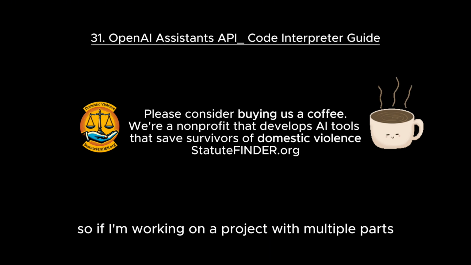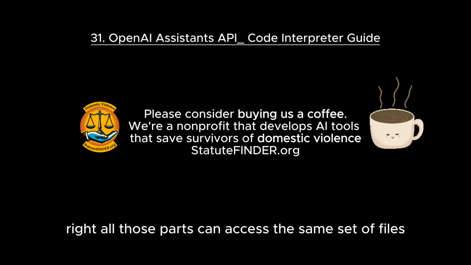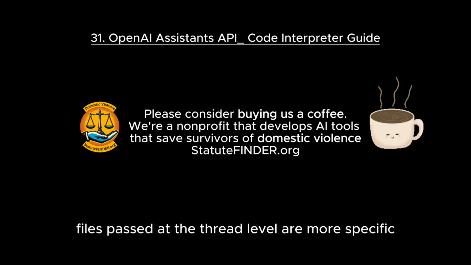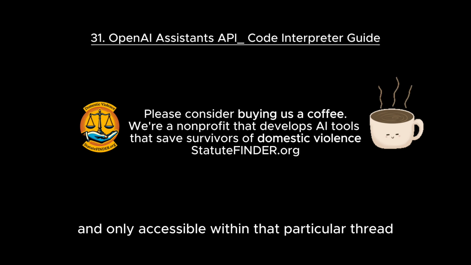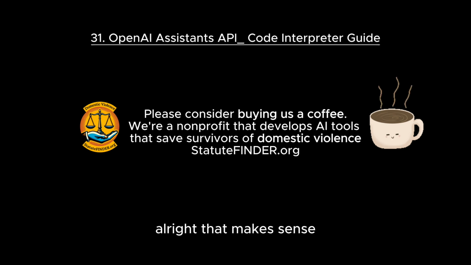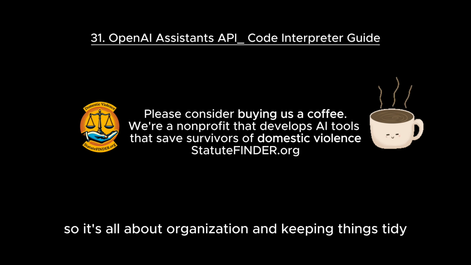So if I'm working on a project with multiple parts, all those parts can access the same set of files. It's pretty handy. Precisely. On the other hand, files passed at the thread level are more specific and only accessible within that particular thread. Think of it like having separate folders for different subtasks within your project. All right, that makes sense. So it's all about organization and keeping things tidy.